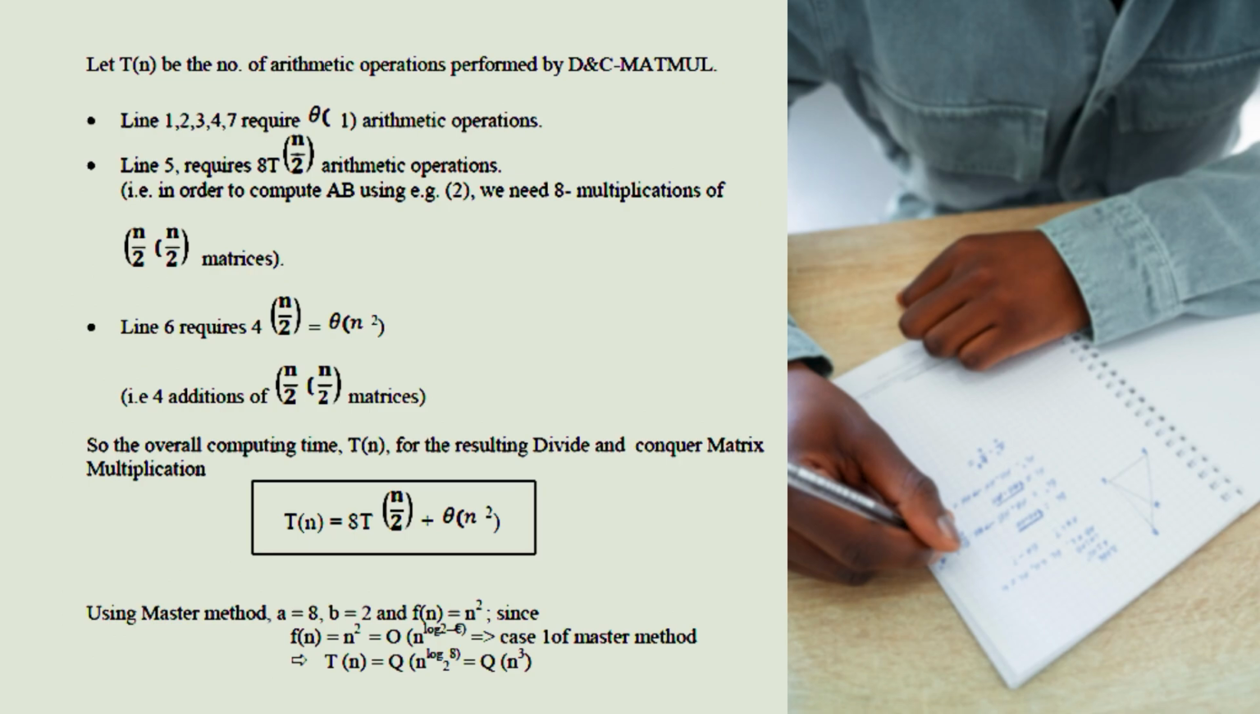So, this is how the divide and conquer method works, but there is another, easier way in which you can reduce one operation and get the complexity down to n raised to the power 2.81. So, what is this method? It is referred to as Strassen's method.